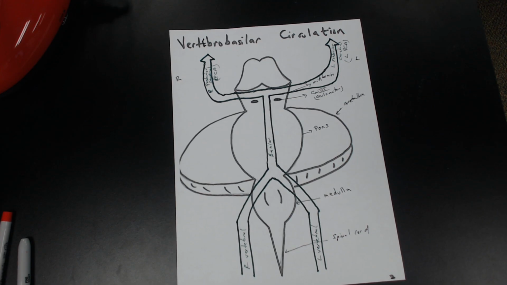So what you see is it goes up and it's going to go backward. That's what I'm trying to represent. The right shoot coming off the right side is the right PCA or posterior cerebral artery. On the left side, you have your left PCA coming off the basilar, which is your left posterior cerebral artery.